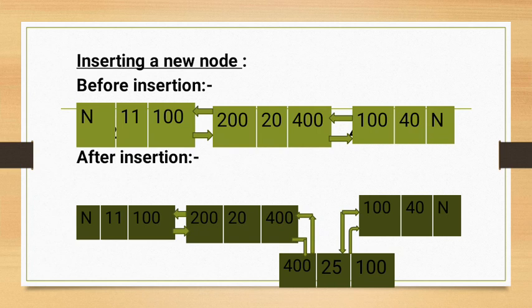So our data items are 11, 20, and 40. Then our predecessors are null, 200, and 100. Then our successors are 100, 400, and null. So it actually means that for that last node, it can't point anywhere, so its successor pointer should always be null, right?